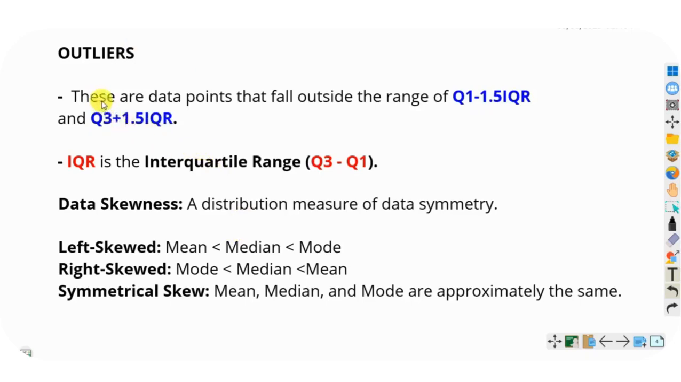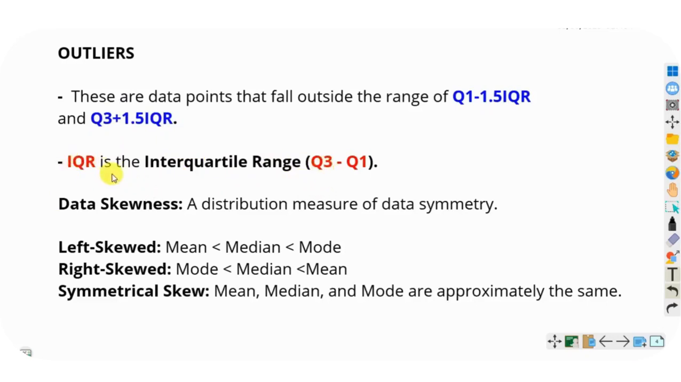So to get these values, in this case with relation to the quartiles, you say these are data points that fall outside the range of Q1 minus 1.5 IQR and Q3 plus 1.5 IQR, where IQR is what? It is the interquartile range, the interquartile range.